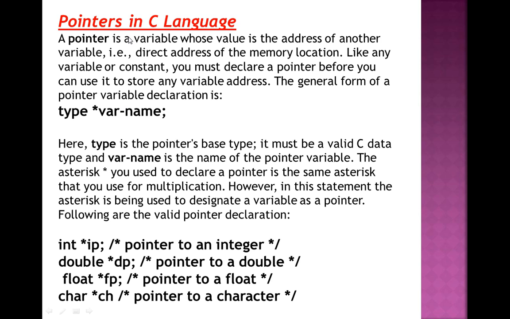Now we have also discussed what is pointer. A pointer is a variable whose value is the address of another variable. It does not store the value, but it stores the address of another variable. This is how we can declare it, that is type asterisk variable name.